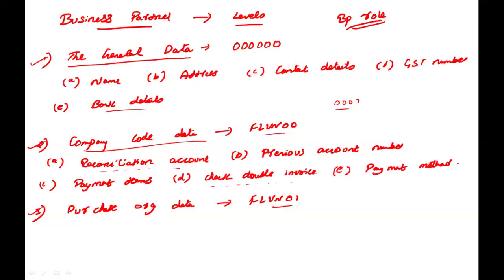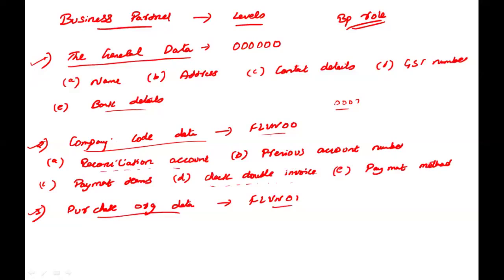That BP role is called FLVN00. Now coming to the main role, which is FLVN01, which is the purchase organization node. We have a lot of important details in the purchase organization node BP role. So this is completely handled by the purchasing team. For example, for basic data, we need supplier support. For company code data, we need the FI support because all of it is related to the financial and payment terms.